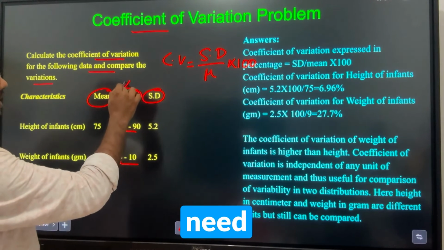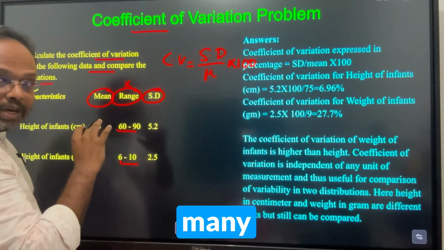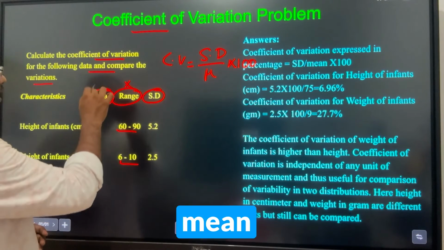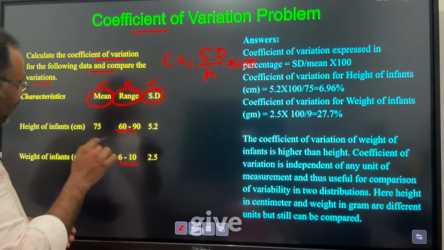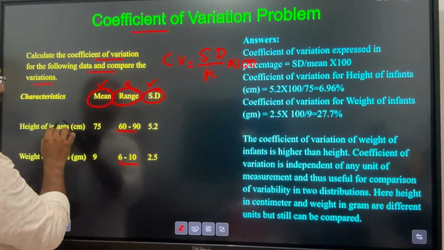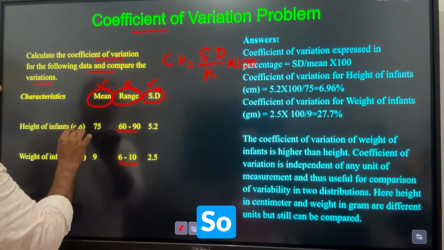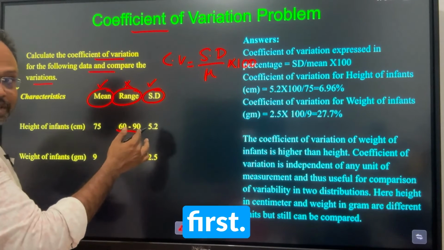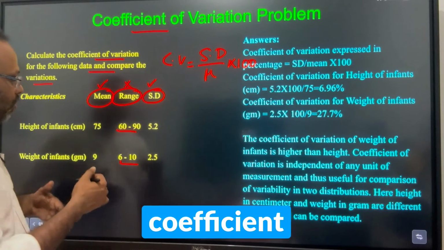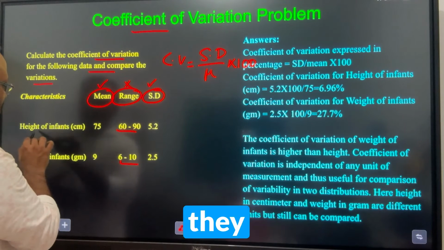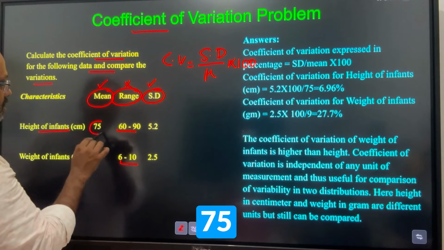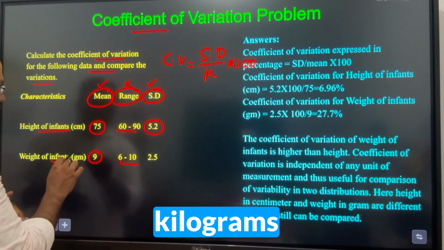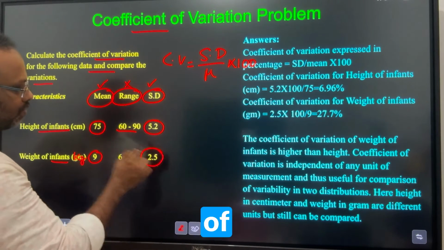Here we need not consider the range, but many times in your problems they may not directly give the mean and standard deviation. They may give a set of values for two parameters or two groups. So we may have to calculate the mean and standard deviation first, then we may have to calculate the coefficient of variation. So here in this question they have given height of infants, the mean is 75 centimeters with the standard deviation 5.2, weight of the infant is 9 kilograms with the standard deviation of 2.5.